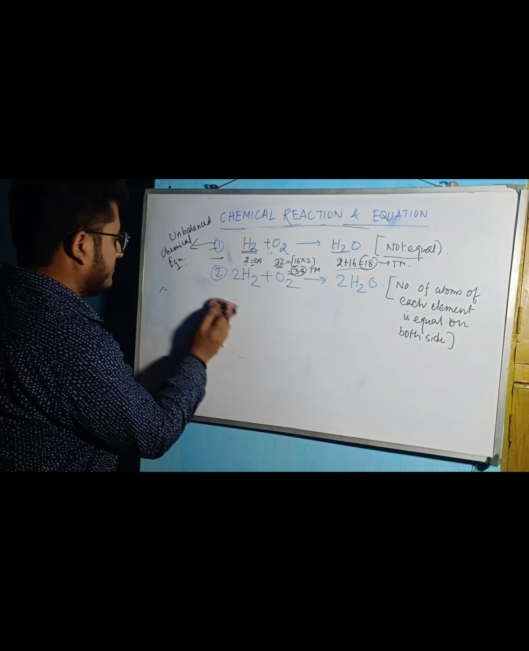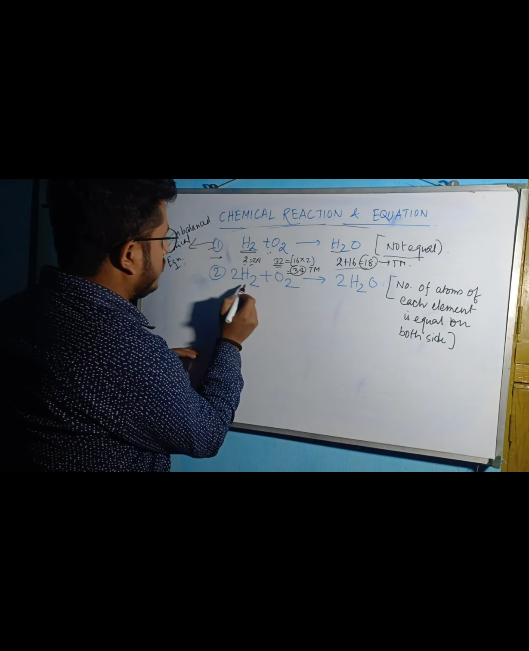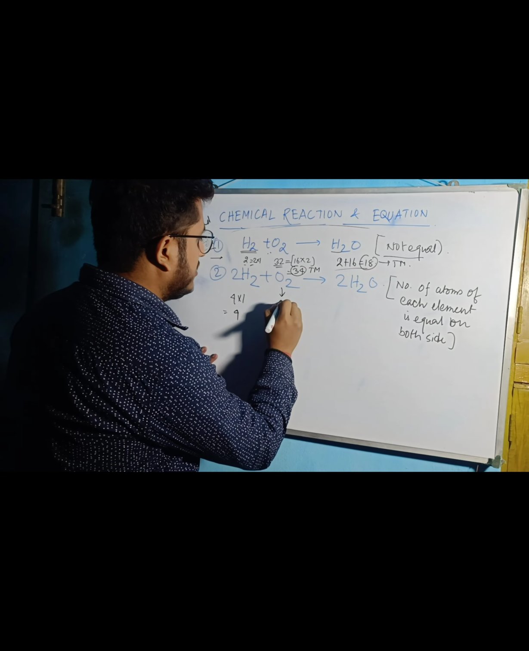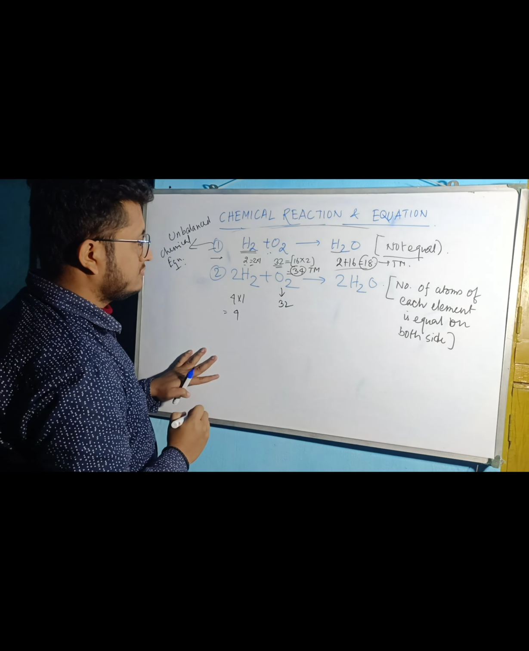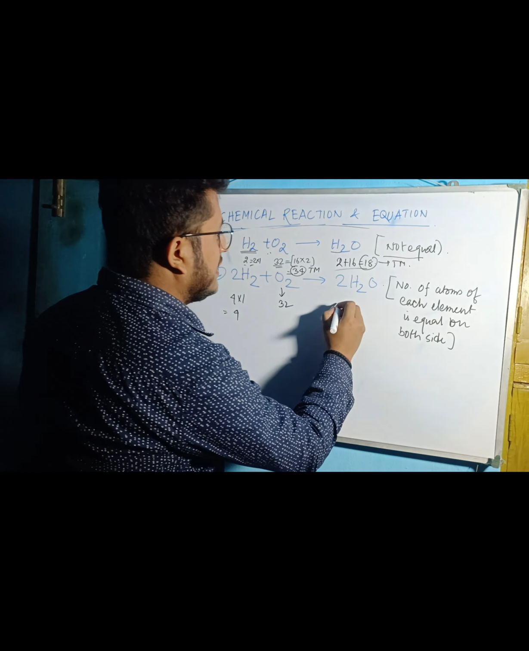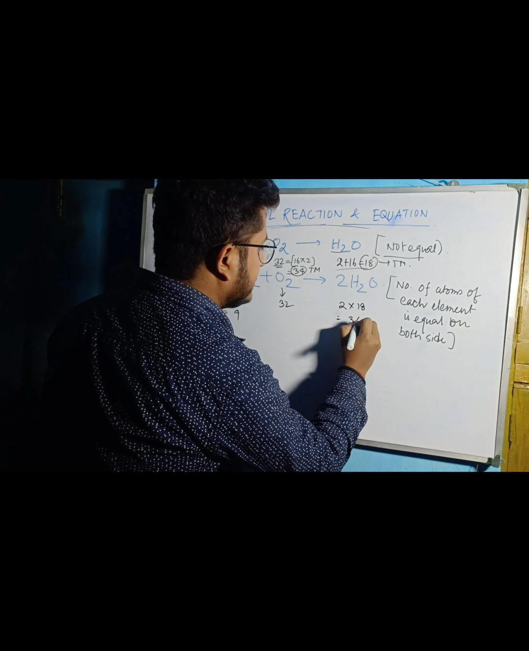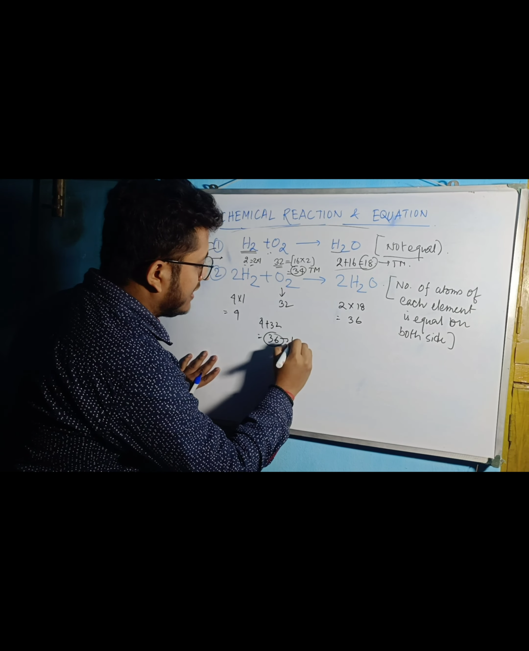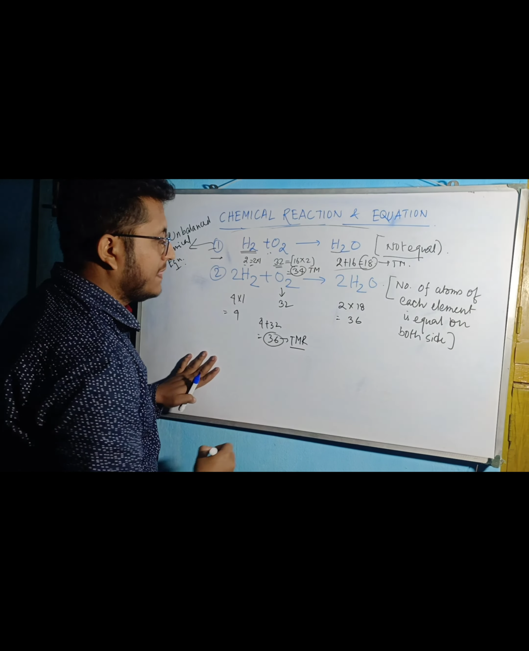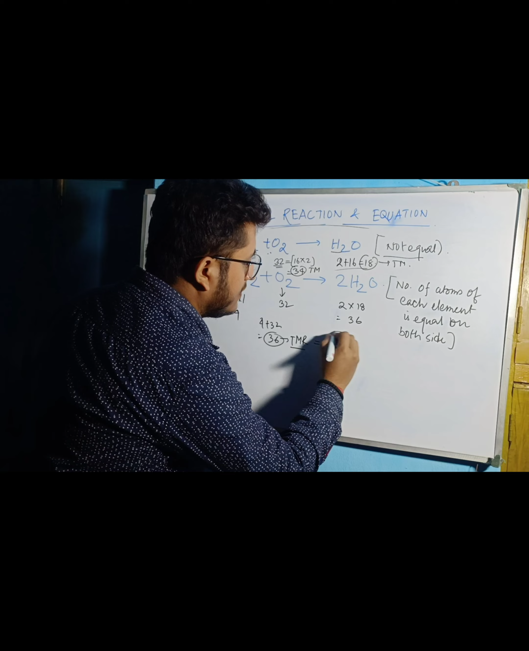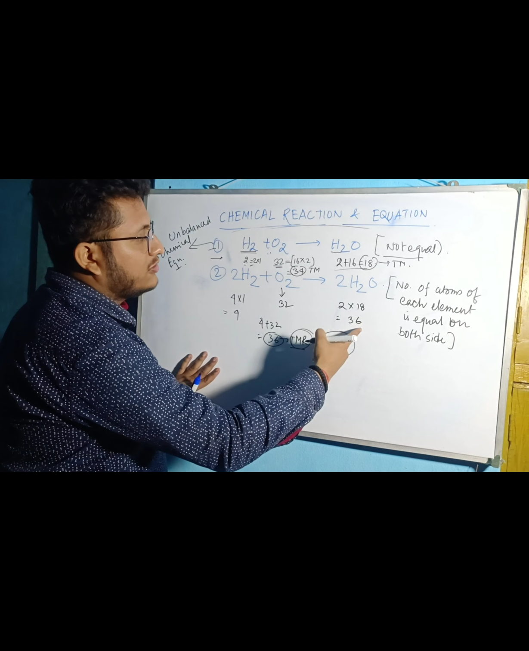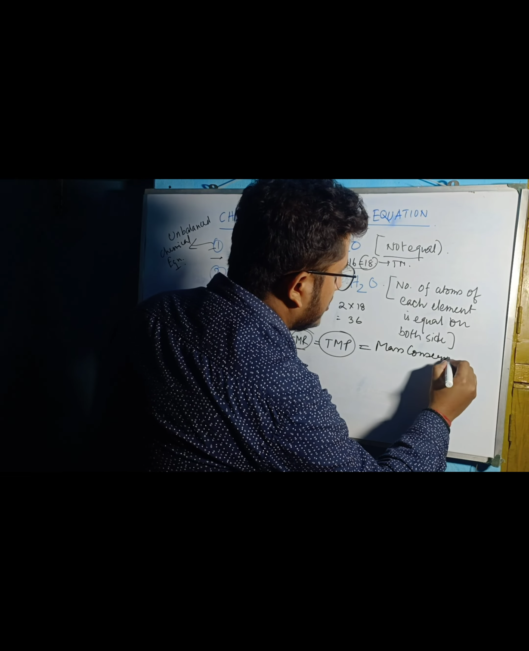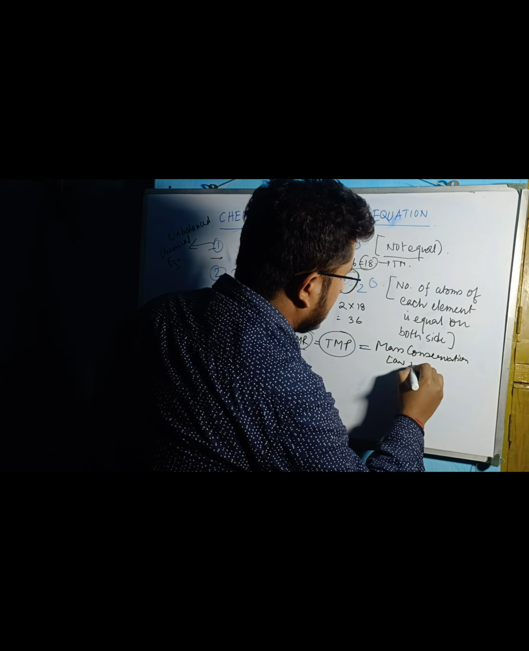But if we apply the mass conservation rule in this reaction, let's see: 4 hydrogen atoms, so 4 into 1 equal to 4, and oxygen is 32, and 2 into 18, that is 36. So if we add 4 plus 32, equal to 36. So the total mass of the reactant, TMR, is equal to the total mass of the product, TMP. It is 36, it is also 36. So the mass conservation law is applied here.